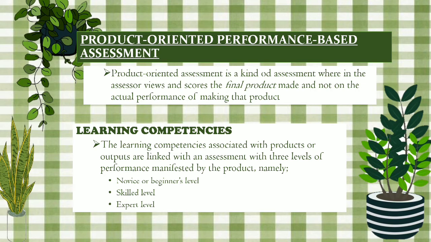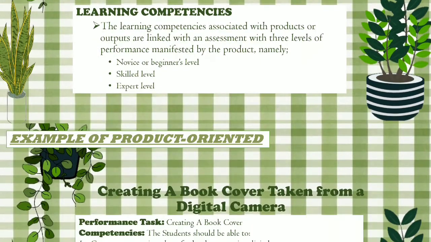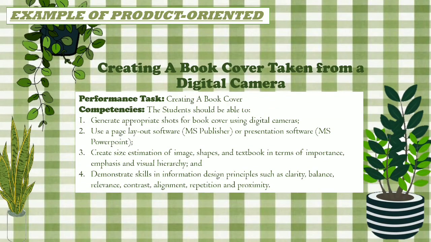So the learning outcomes, the learning competencies associated with products or outputs are linked with an assessment with three levels of performance manifested by the product, namely novice or beginner's level, skilled level, expert level. So here's an example of product-oriented. Here's the table below. Creating a book cover taken from a digital camera. Performance task: creating a book cover.